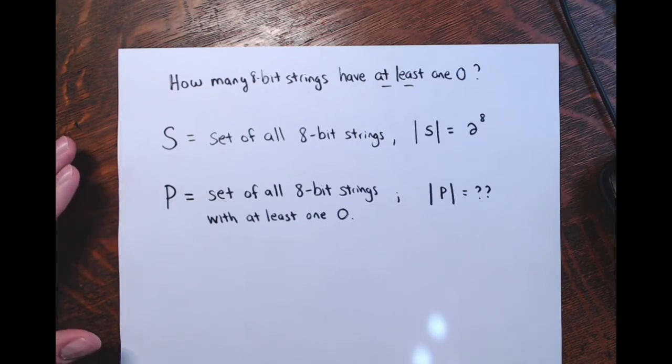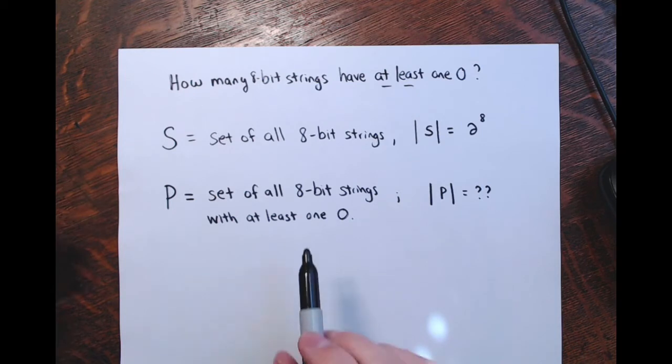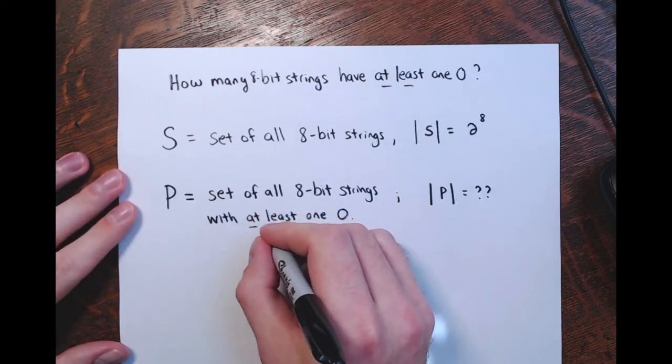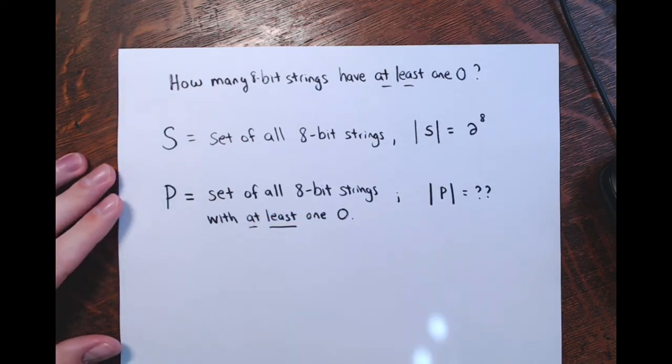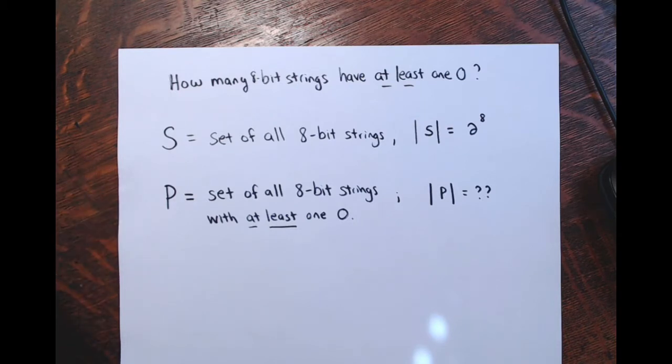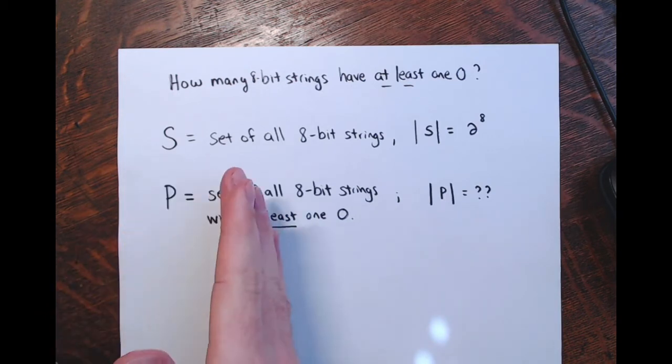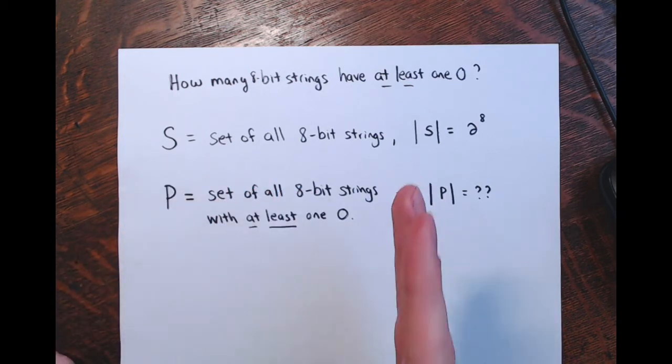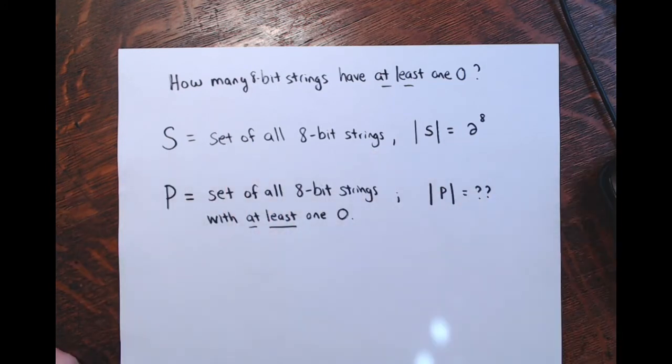In order to do this in a quick way, because you could do this a long way: when I say at least 1 zero in it, that means having exactly 1 zero, or exactly 2 zeros, or exactly 3, or exactly 4, or exactly 5, or exactly 6, or exactly 7, or exactly 8 zeros. I could find how many have exactly 1, exactly 2, exactly 3, all the way up to exactly 8, and then add all those up. But that would take too long.